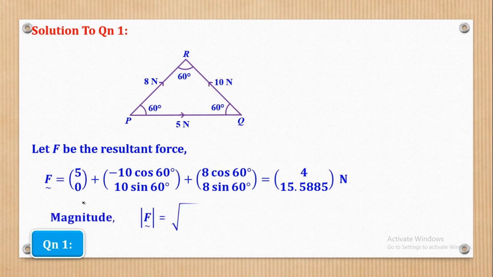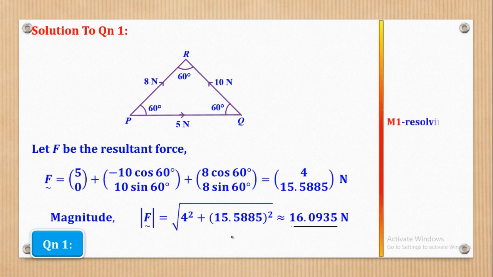So now that I've resolved, next is to get the magnitude which they wanted. So the magnitude of the force will be equal to the square root of 4 squared plus 15.5885 squared. And when I use a calculator, I come up with my magnitude as 16.0935 newtons. So basically that's what they wanted, and now let's see how marks can be awarded.